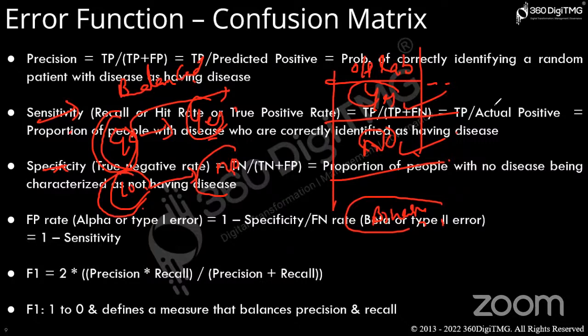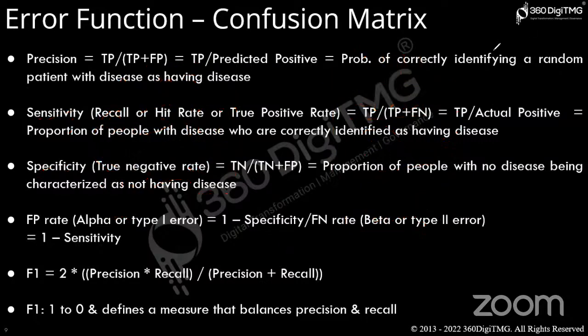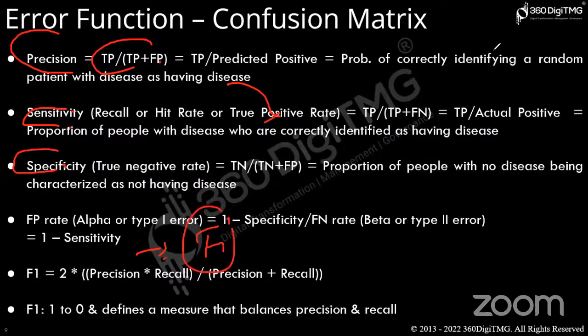To avoid that, we have to make sure that whatever the data frame or dataset we are taking, it should be balanced. Then only we can go ahead. Or if you didn't check for balanced data, then you have to go for precision, sensitivity, specificity, and F1 score.